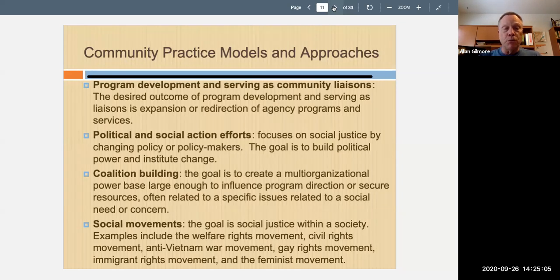And finally, social movements. The goal here is social justice within a society. There are many, many examples, and there are many that are going on right now. But some past examples include the welfare rights movement, the civil rights movement, the anti-Vietnam War movement, the gay rights movement, the immigrant rights movement, and the feminist movement. So again, it can be at a local level, it can be at a national level, but it really is about a focus on social justice.